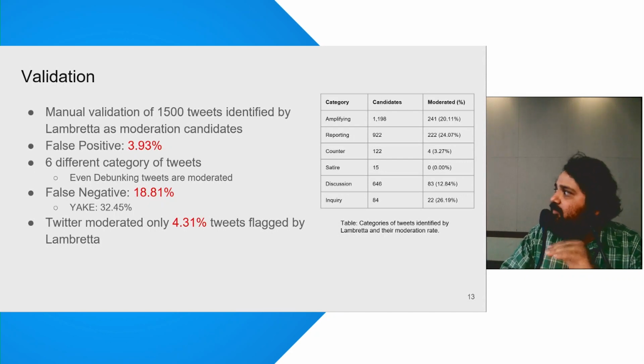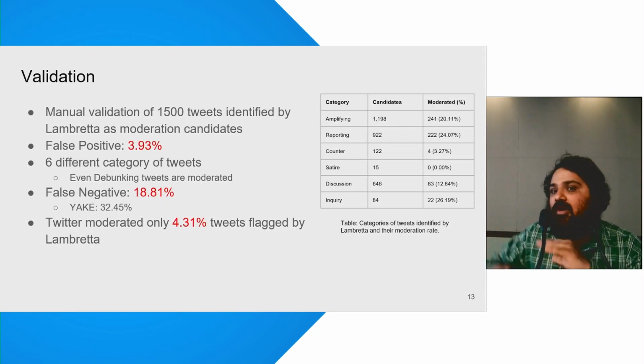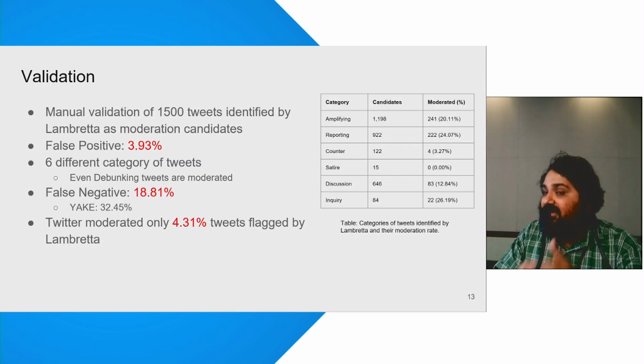On the false negatives of our system, it was 18.81% compared to the second best performing method, YAKE, which is an acronym for Yet Another Keyword Extractor. It is significantly better.